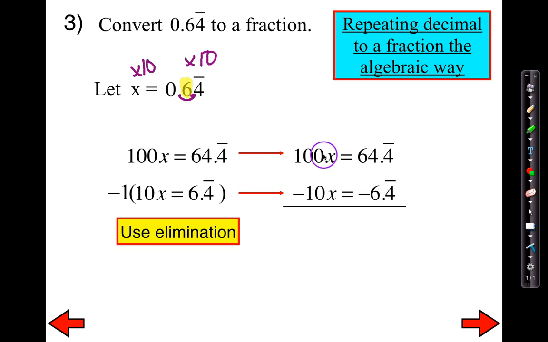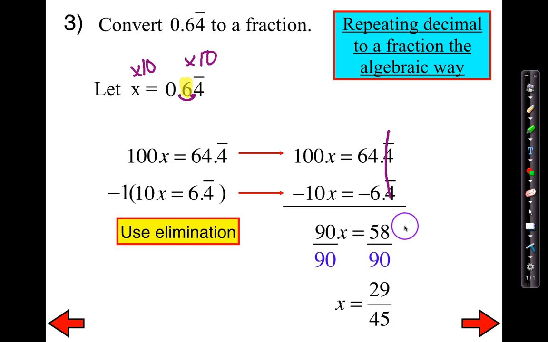And once I've done that, 100x minus 10x is 90x. And here you're going to see that the repeating 4s are going to basically cancel each other out. And I'm going to be left with 64 minus 6, which is just 58. Now what you're going to have to do is divide both sides by 90, and you're left with x equals 29 over 45, because I went ahead and divided both the numerator and denominator by 2. And then there is your answer. So this number expressed as a fraction would be 29 over 45. So obviously this is rational because I can write it as a fraction.